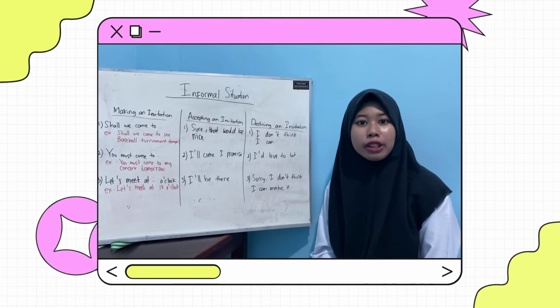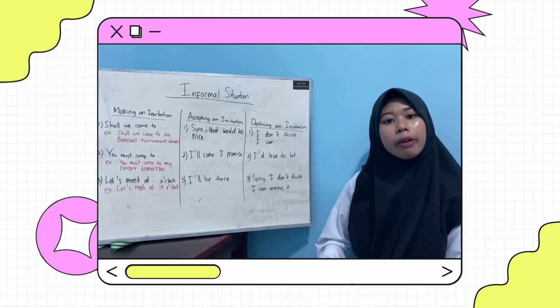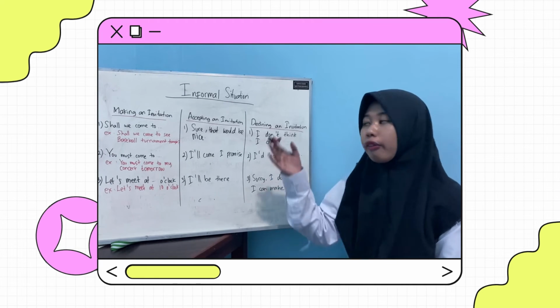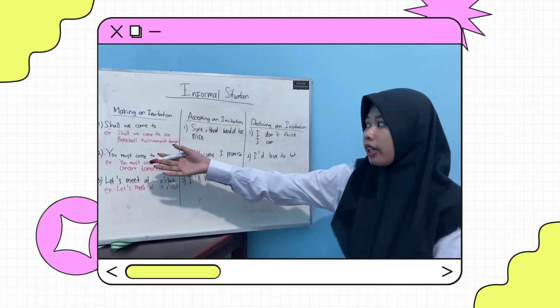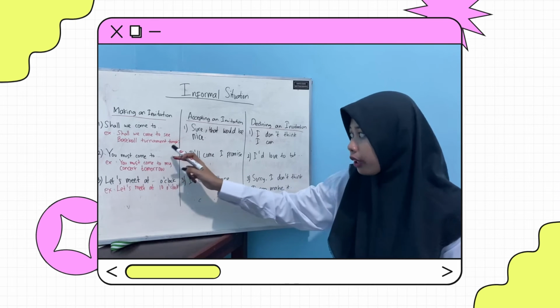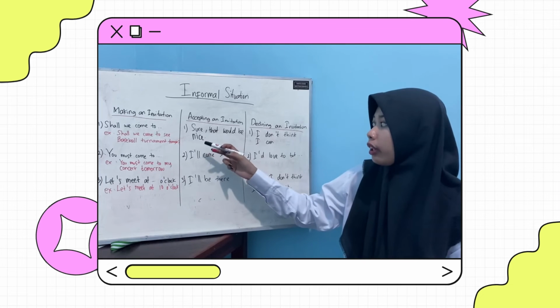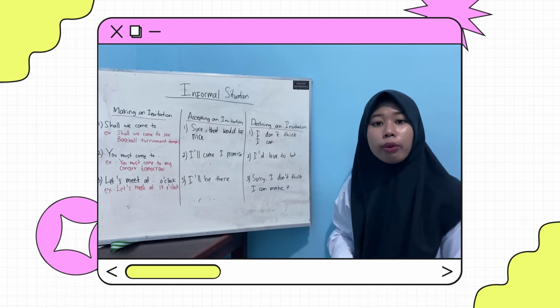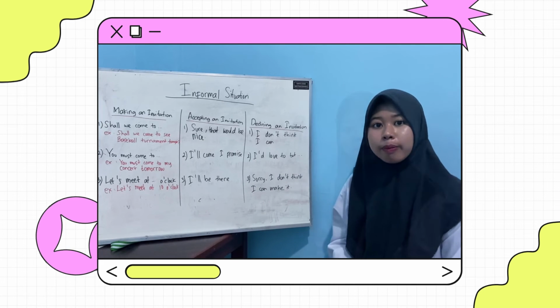So in the previous part, we already learned about the phrases that we can use in formal situations. And now we're going to learn about the phrases that we can use in informal situations. So when you want to make an invitation, you can say, shall we come to? For example, shall we come to see the basketball tournament tonight? And when you want to accept that, you can say, sure, that will be nice. Or when you want to decline it, you can say, I don't think I can.